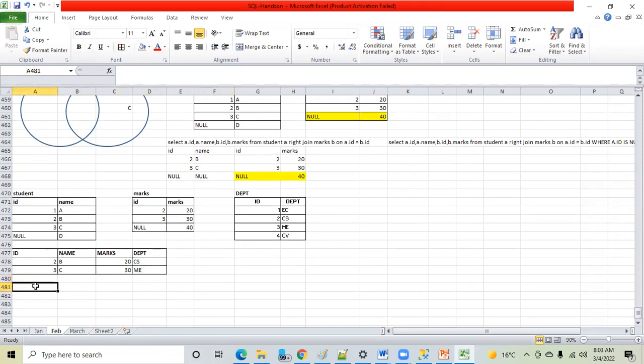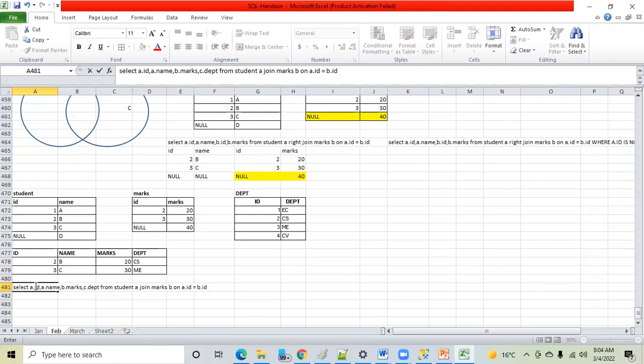Now for this, what should be the query? Come on, tell me. Select A.ID, A.name, B.marks, C.department from student A join marks B on A.ID equal to B.ID.